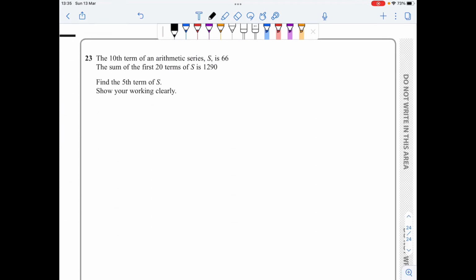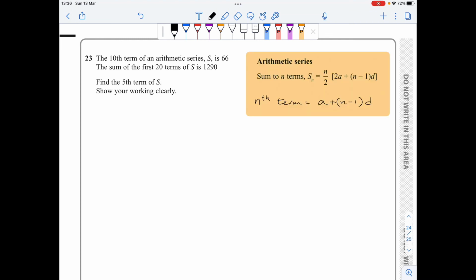For question 23, I'll need the formula for arithmetic sequences. The formula for the sum of n terms is given at the back of the cover. The formula for the nth term is a plus n minus 1 d. Now I've got two pieces of information. I'm going to use them to create two simultaneous equations, solve them, and find a and d.